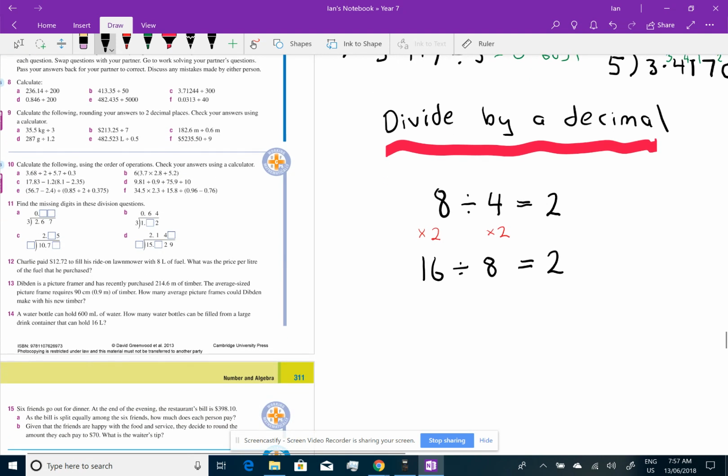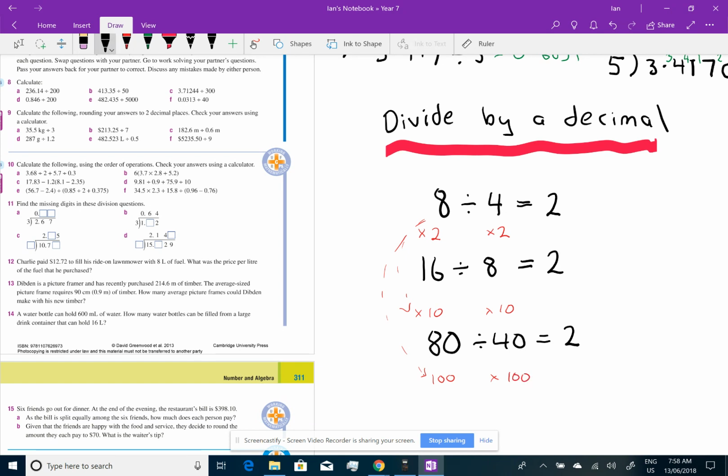What about if I'd multiplied the 8 and the 4 by 10? So if I times them both by 10, well, that would give me 80 divided by 40. And the answer is still 2. What if I multiplied them both by 100?